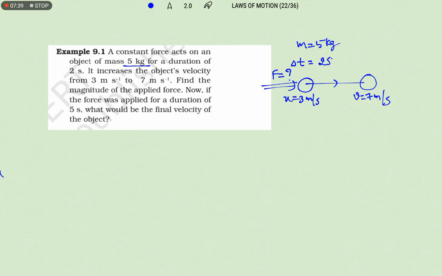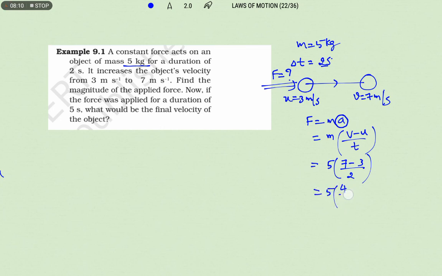and v. So what is the formula for this? F equals m a. But here we don't have a direct value for the acceleration. That means no acceleration is given in the question. But the time interval and change in velocity are given. Therefore we can write F equals mass into (final velocity minus initial velocity) by time interval. Therefore F equals 5 into (7 minus 3) by 2. So 5 into 4 by 2. So we are going to get 10 newtons as the force acting on the body. This is the magnitude of the force.